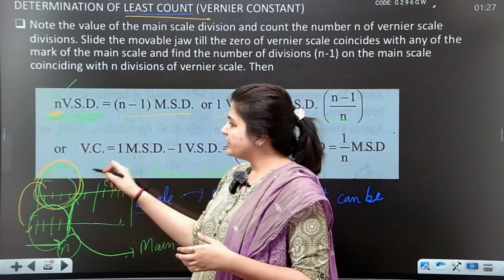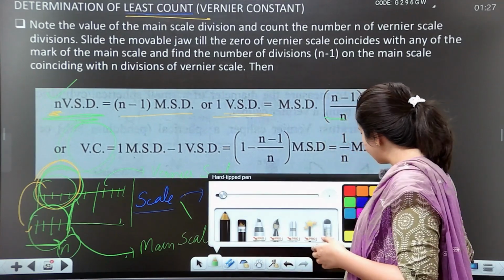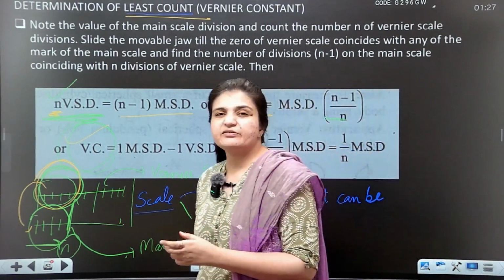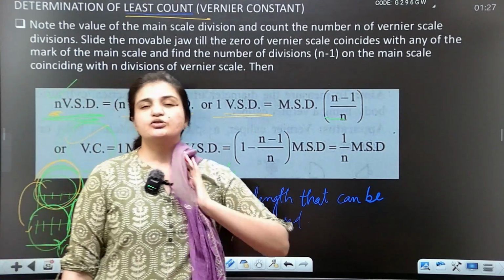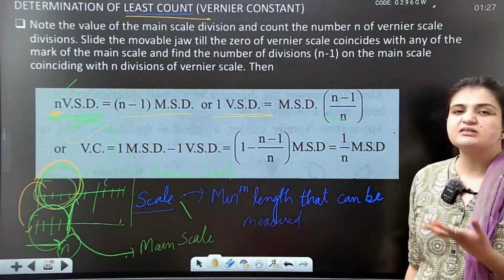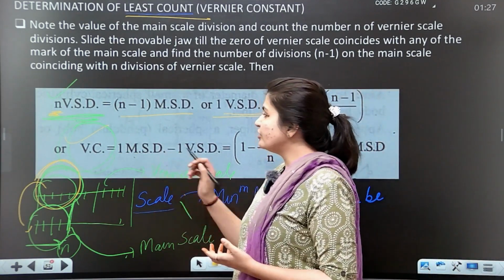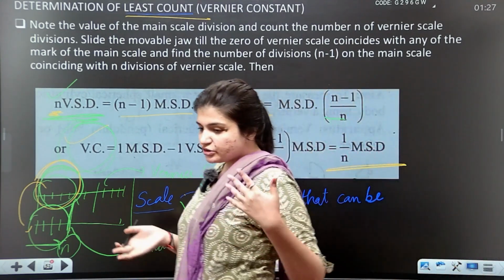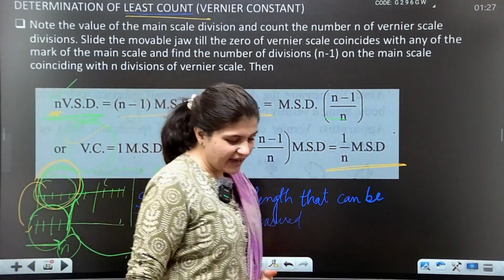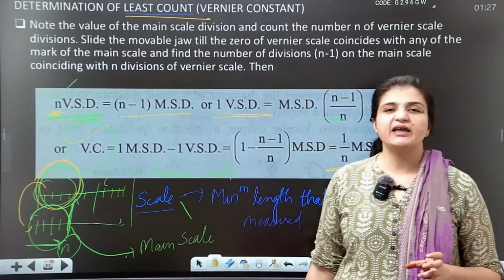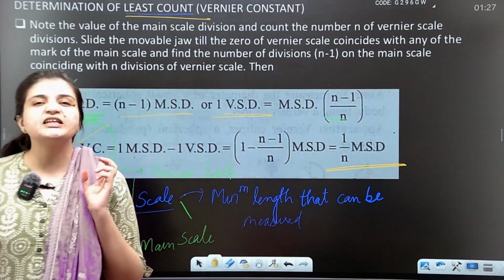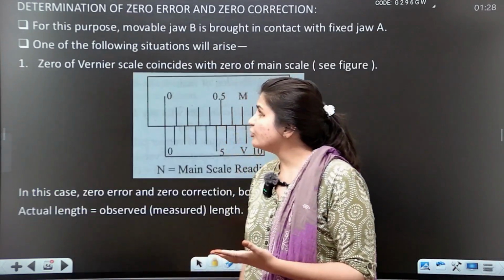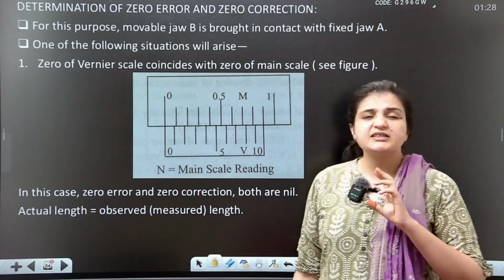And what is the least count? The least count of this vernier caliper is equal to main scale division minus vernier scale division. So now we can put the value and this will give us the least count, which is 1 by n MSD, which is 1 by n of the main scale division. So this gives us the value of the least count. We will look more into detail through the numerical how we can find this least count.